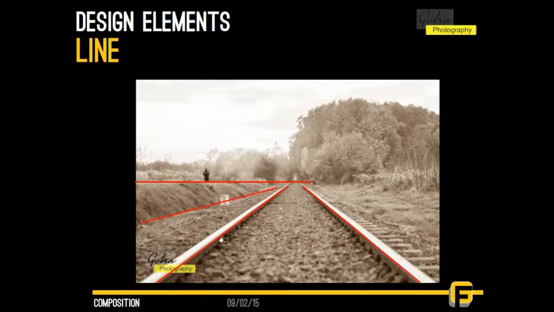Here as well, you can see that the lines are very easily guiding you where to look, because it's a natural human tendency. Whenever a person looks at a line, he tries to follow those lines. And when he follows, he gets to the destination where the photographer wants you to see.